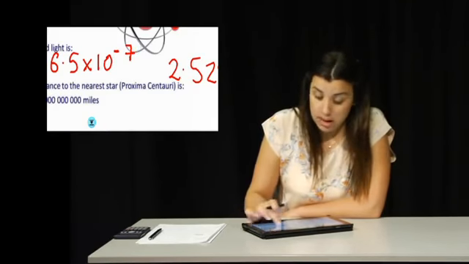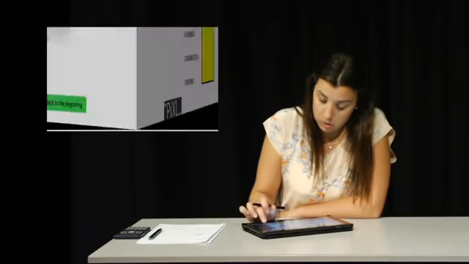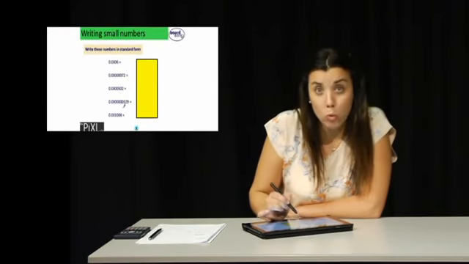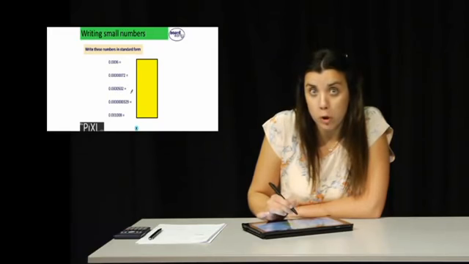Okay, I'm going to get you to do some now. So if you turn over your page, you will see this here. On here, I've got 5 examples, all really small numbers that you're going to write now in standard form. 3 minutes, off you go.